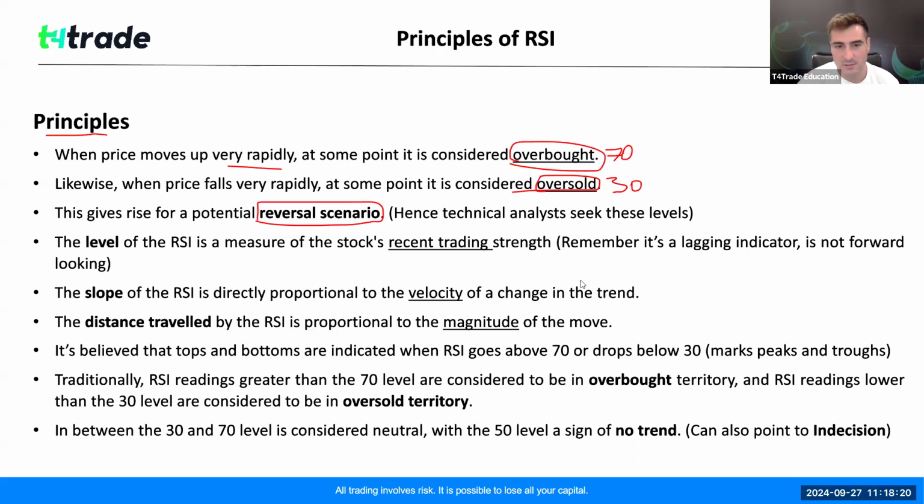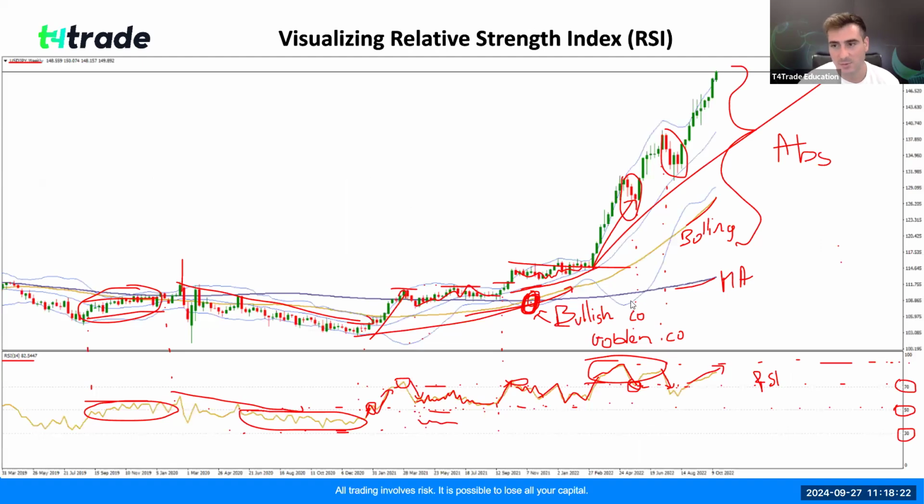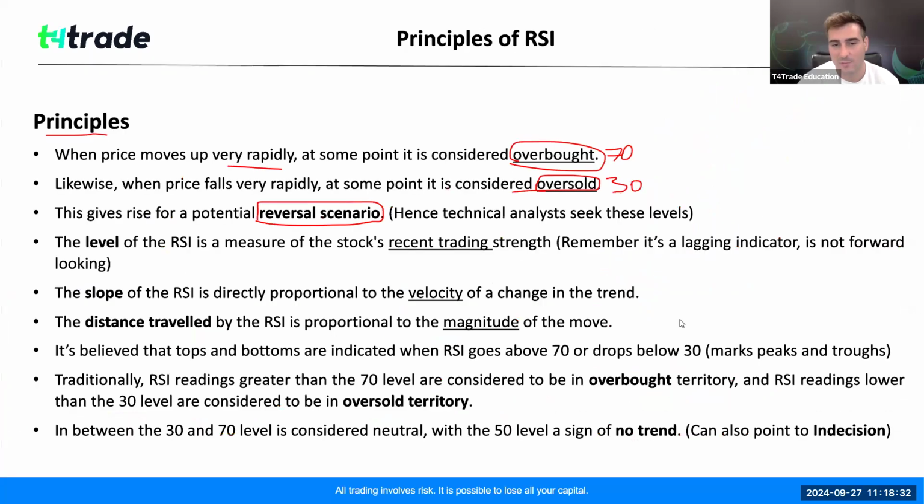In this kind of case, it never happened. Okay, maybe it's going to take place sometime in the future after that, but for the time being, this is not telling you anything about a reversal. This is confirmation after confirmation that price action is going to head to higher ground. The level of the RSI is a measure of the stock's or instrument's, in general, don't take it just for stock, recent trading strength. And remember, it's a lagging indicator, not a forward-looking, not a leading indicator.